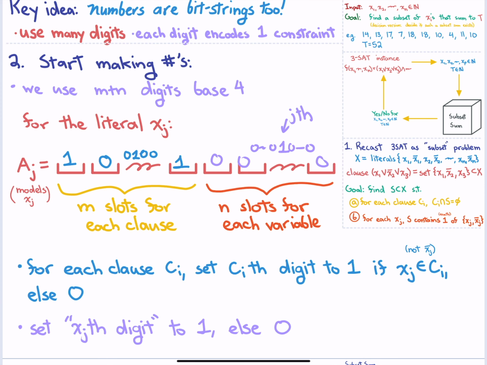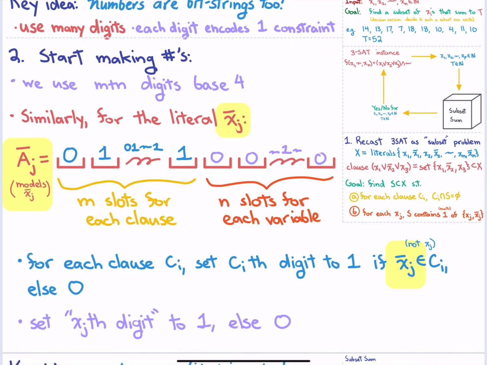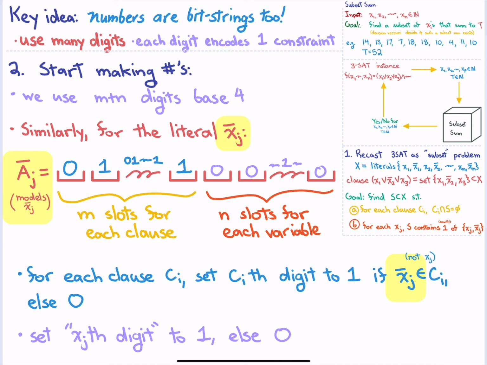And we're going to do xj bar in the exact same way. So I highlighted the differences. Instead of calling it aj, I'll call it aj bar. So xj will get mapped to the number aj, xj bar will get mapped to the number aj bar. And again, I'm only going to put a 1 in the clauses where xj bar appears, and I'll put a 0 for the clauses where it doesn't appear. And then I'll put a 1 for the jth variable. So same idea as before. I just introduced some bars.